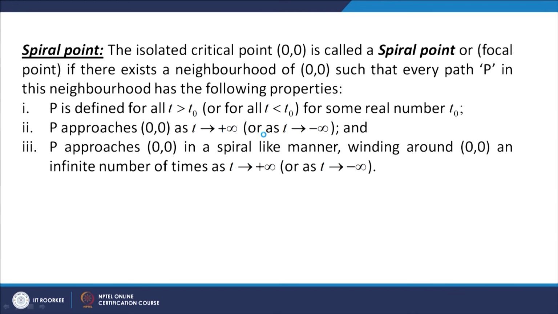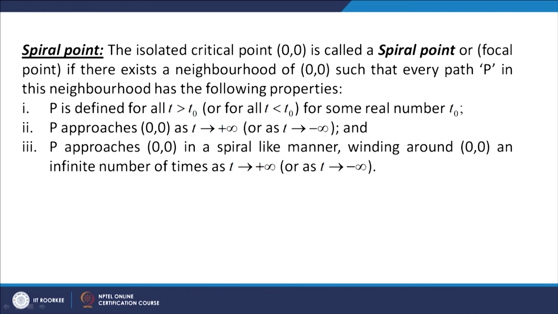Now let us discuss a spiral point. The isolated critical point 0 0 is called a spiral point or focal point if we can find a neighborhood of 0 0 such that every path P in this neighborhood has the following properties. P is defined for all t greater than t naught or for all t less than t naught for some real number t naught. P approaches 0 0 as t goes to plus infinity or as t goes to minus infinity.